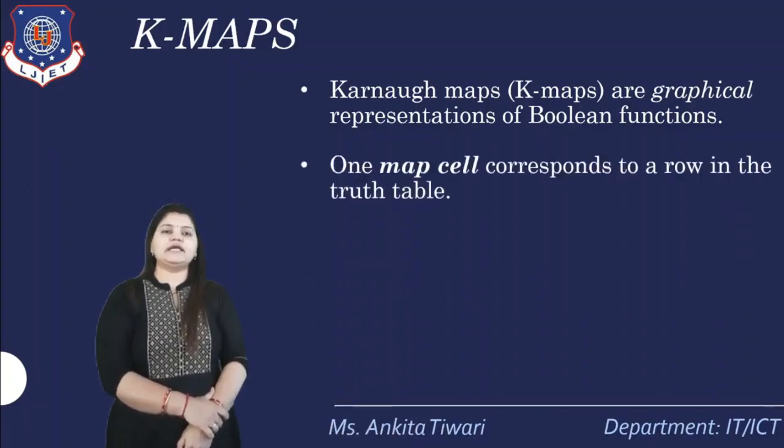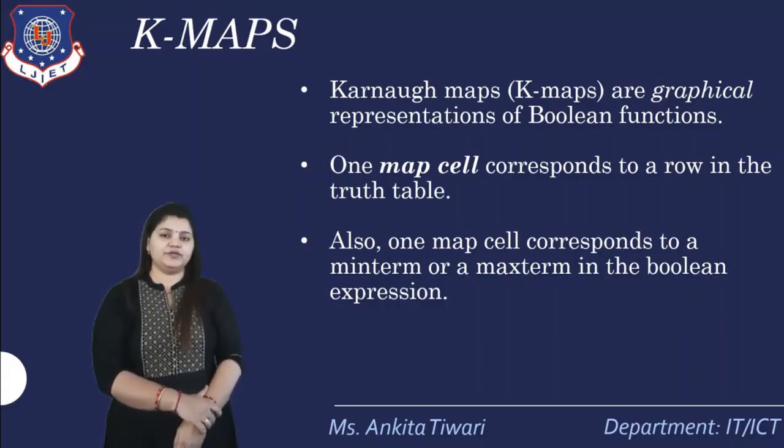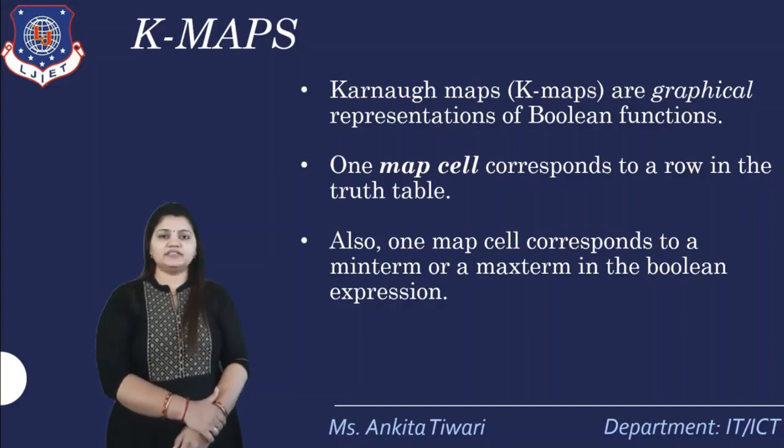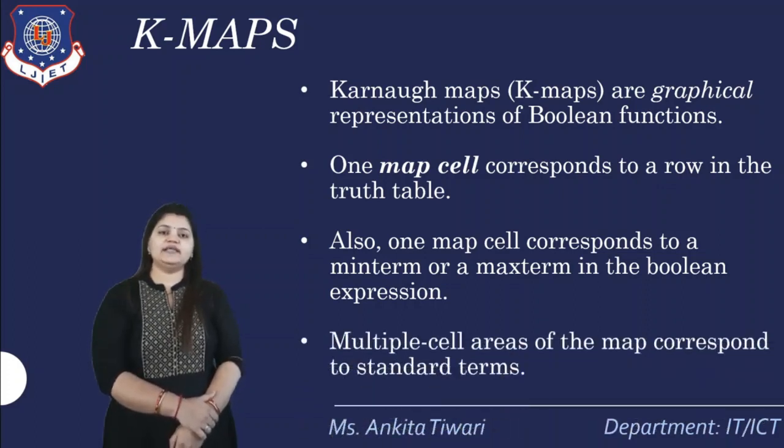So a K-map basically contains cells which correspond to a row in the truth table. Also, one map cell corresponds to a min term or max term. So basically it is represented by two kinds of terms, min terms or max terms. Min terms are basically known as sum of products and max terms are basically known as product of sums. Both terms are useful in K-maps to represent it. So multiple cell areas of the mapping correspond to standard terms.